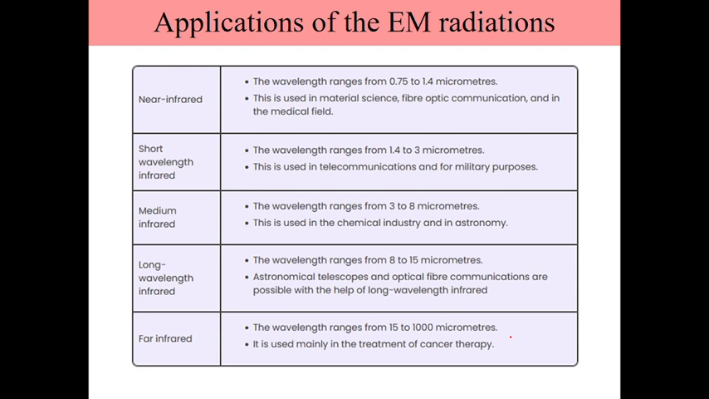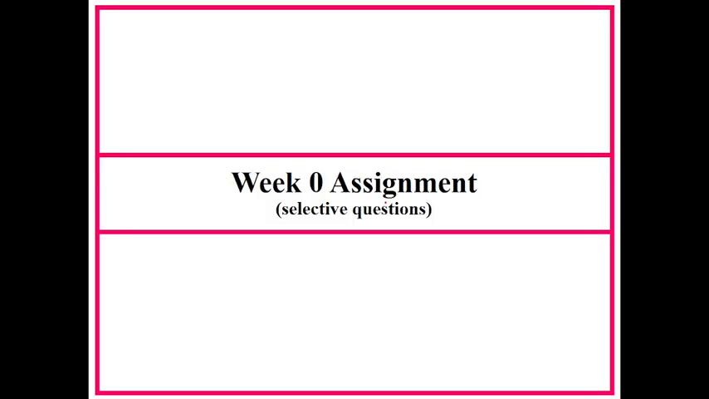Alright, so you can refer to this table if you want. This tells you about the near infrared radiations and their wavelengths, and they also tell you the applications. Okay, you can go through this if you are interested. So see here, far infrared radiations have wavelengths of around 15 to 1000 micrometers. That is used in cancer therapy. I am not sure if such details will be asked in the examinations, but you can just go through if you are interested. Okay, so we move on to the week 0 assignment.